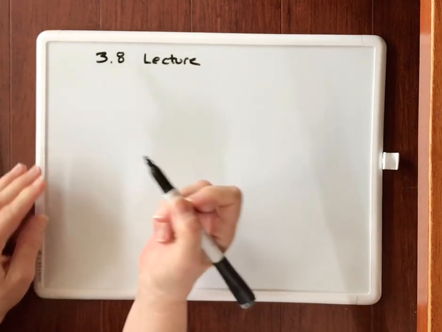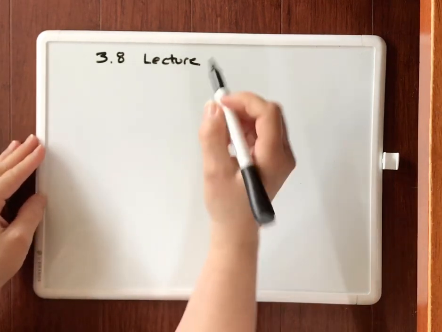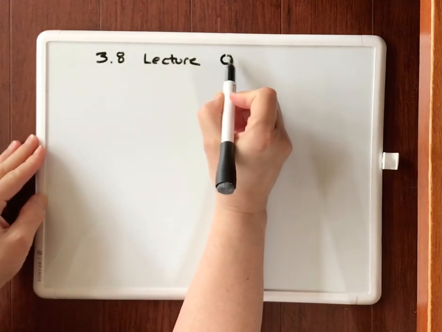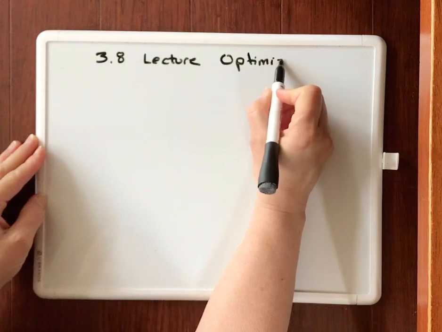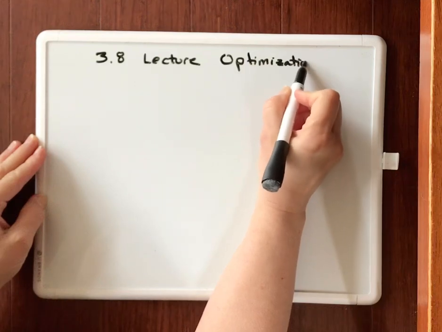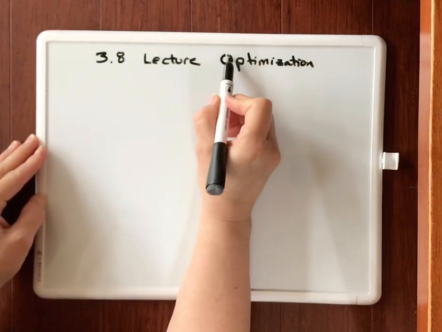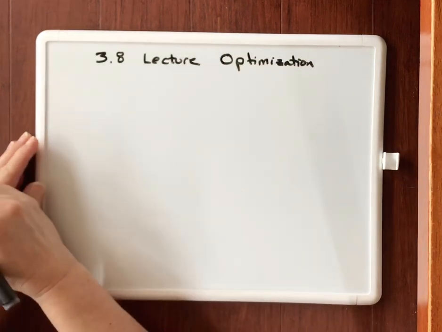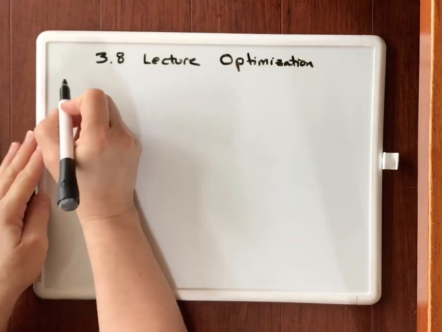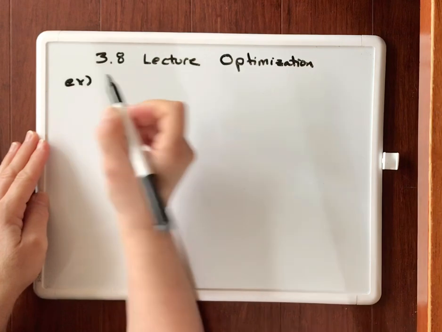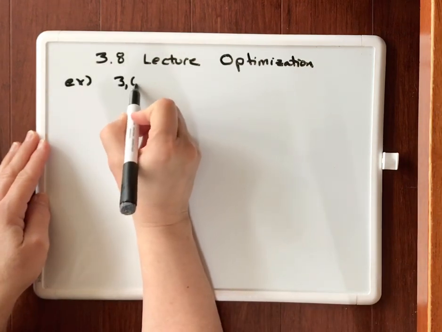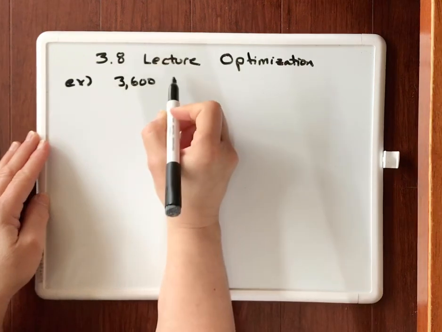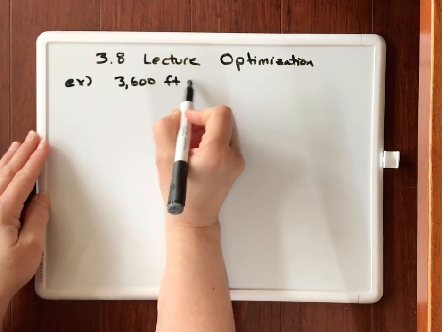for 135. We're going to look at optimization problems. Optimization problems, and we'll have a little project to do as well, but not yet. Okay, so let's start off. Let's say we're given 3,600 foot of fencing.